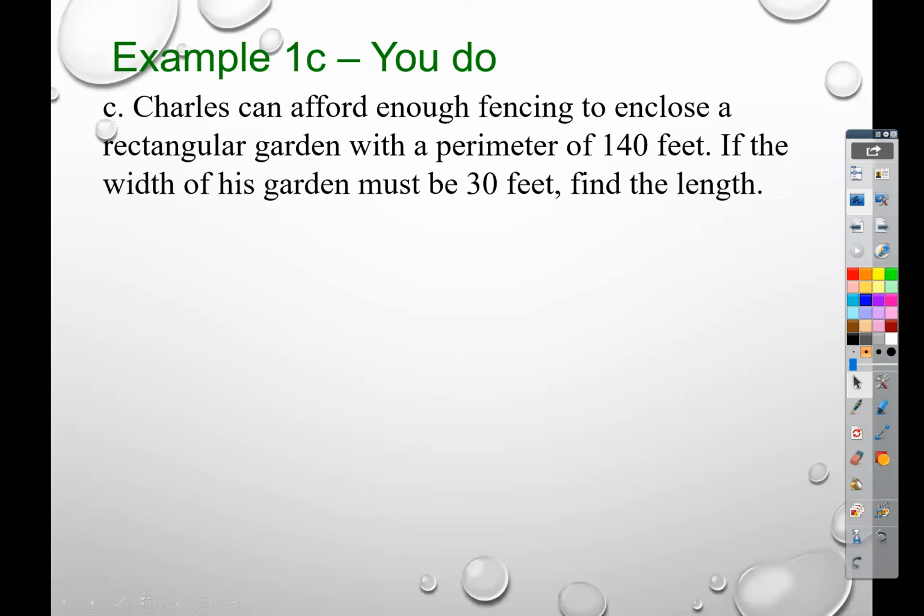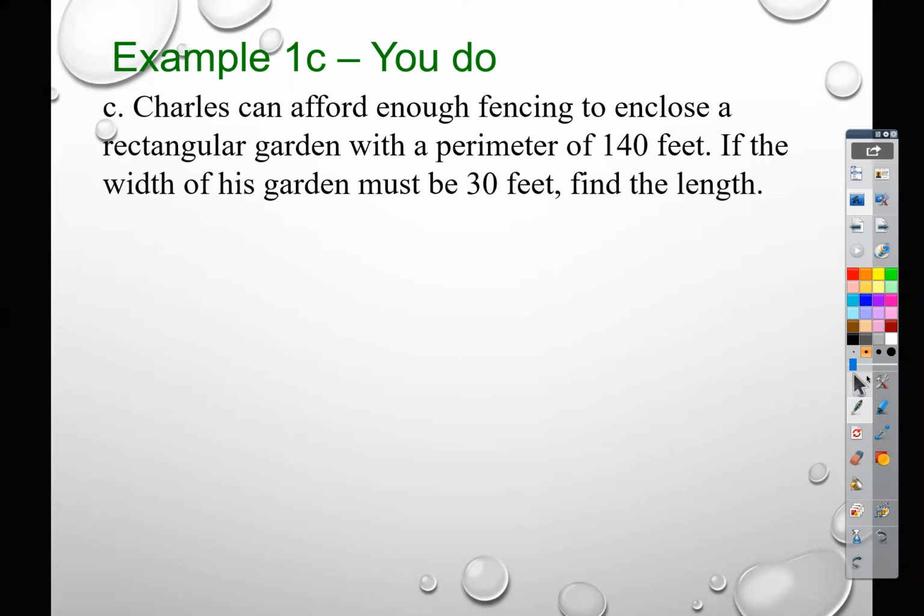Okay, this problem says, Charles can afford enough fencing to enclose a rectangular garden with a perimeter of 140 feet. If the width of his garden must be 30, find the length. So I'm going to just draw this. Okay, so we know the whole thing has to equal 140. So if this is 30, then this has to be 30. We don't know what this is. Okay, so we know all that added together is equal to 140.